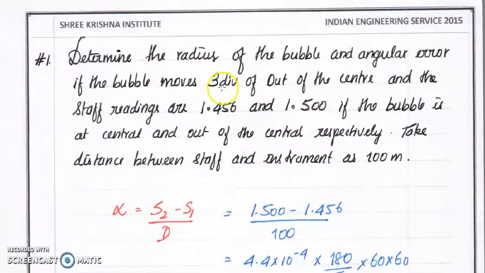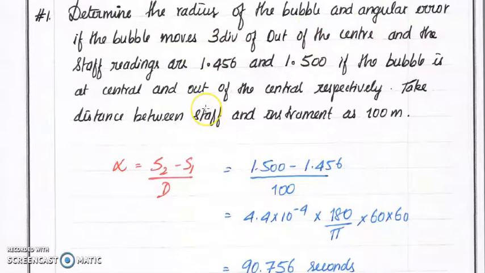Determine the radius of the bubble and the angular error if the bubble moves 3 divisions out of the center, out of 5. That means 3 divisions are out of the center, and the staff readings are 1.456 and 1.5 when the bubble is central and out of the central respectively. Take the distance between staff and instrument as 100 meters.